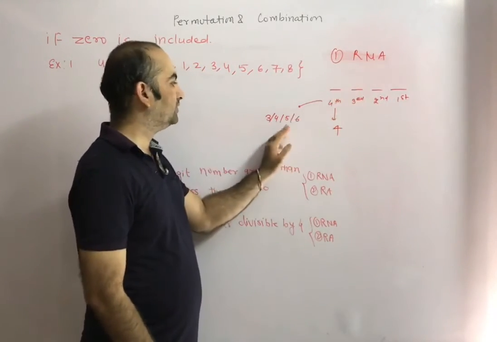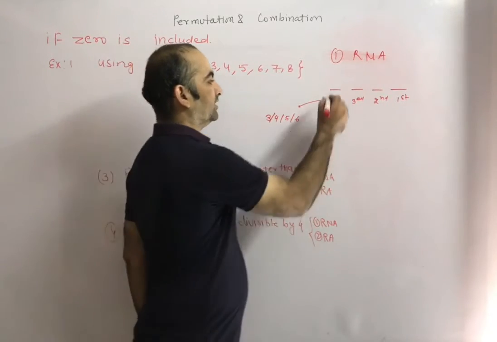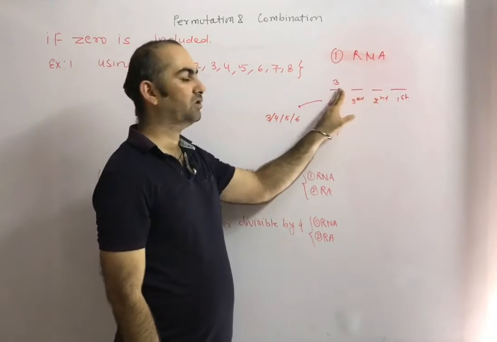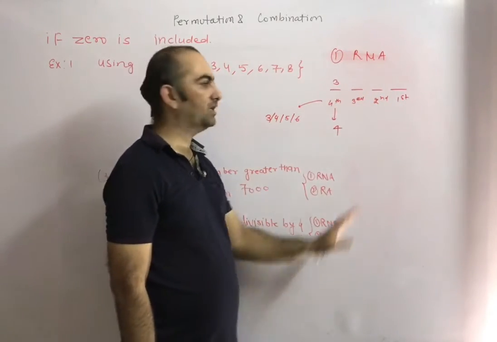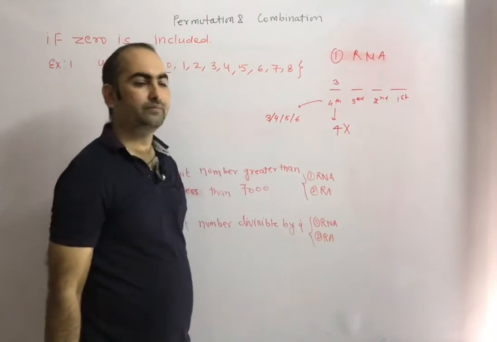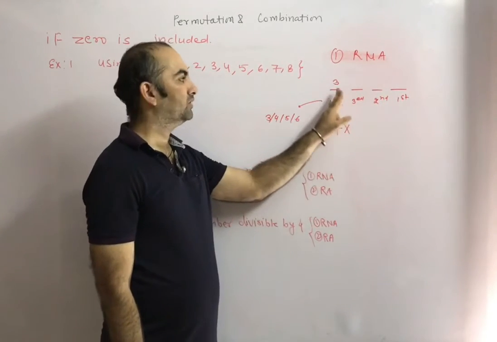Okay. So out of 3, 4, 5, 6, one number we are putting here. Suppose we are putting here 3. Okay. And repetition is not allowed. That means 3 will not repeat again. Okay. Now you have to fill other places also. That means you have to use multiplication because your task is not over. Okay. Now you are filling third place. So 3 will not repeat.